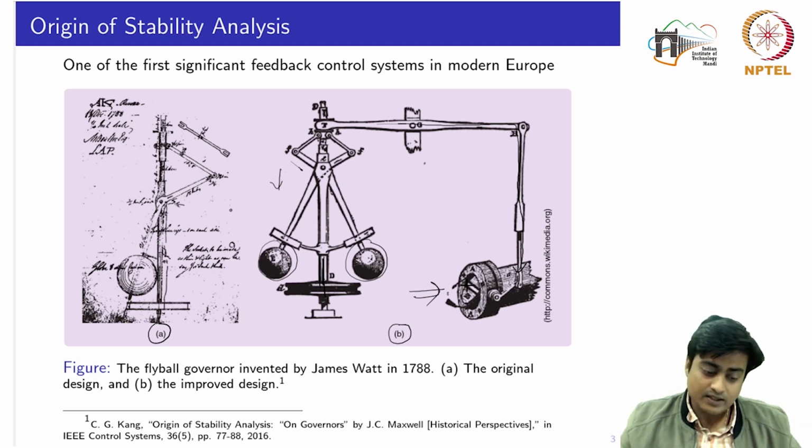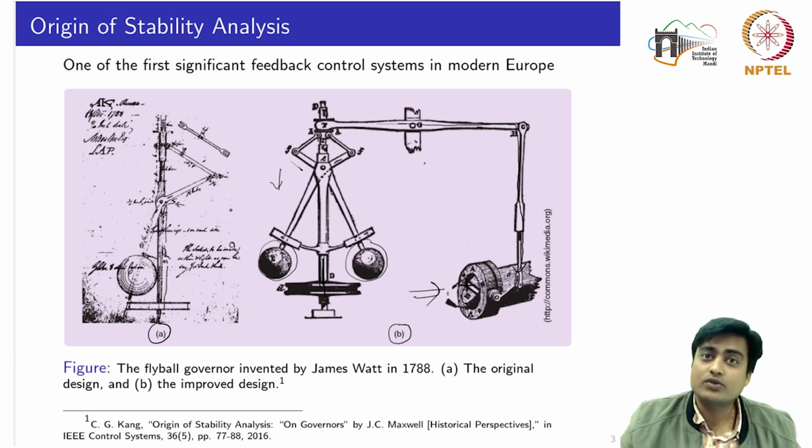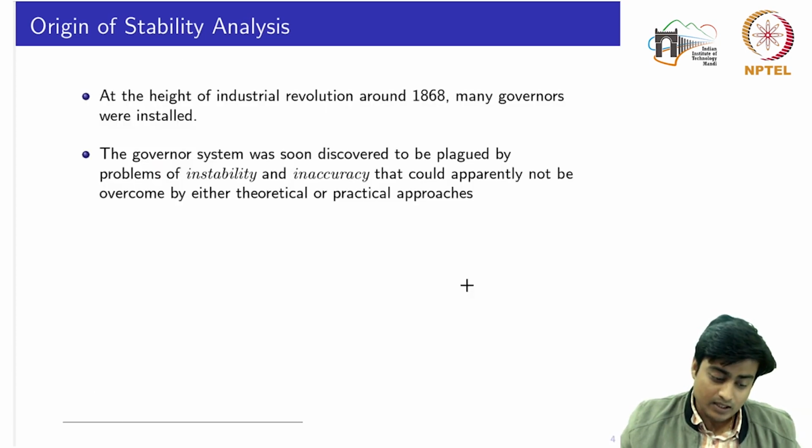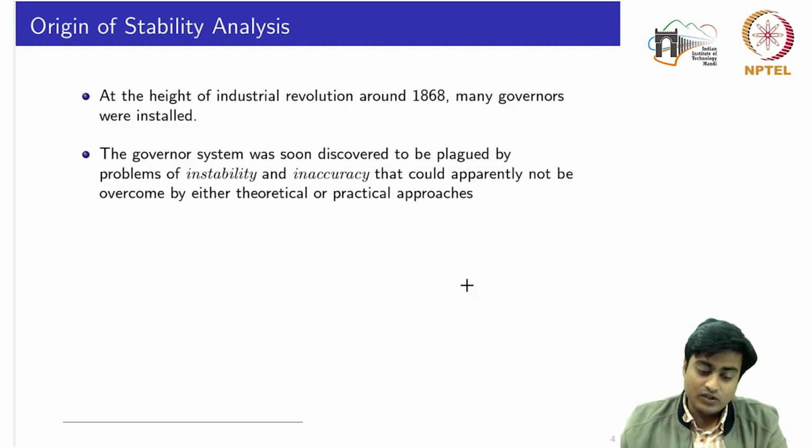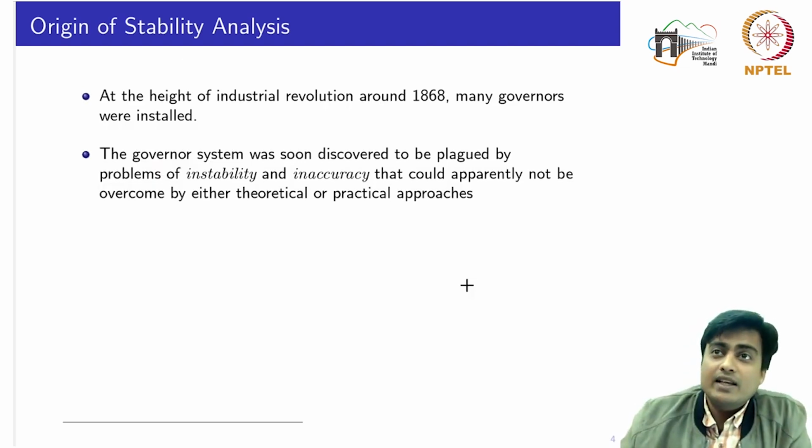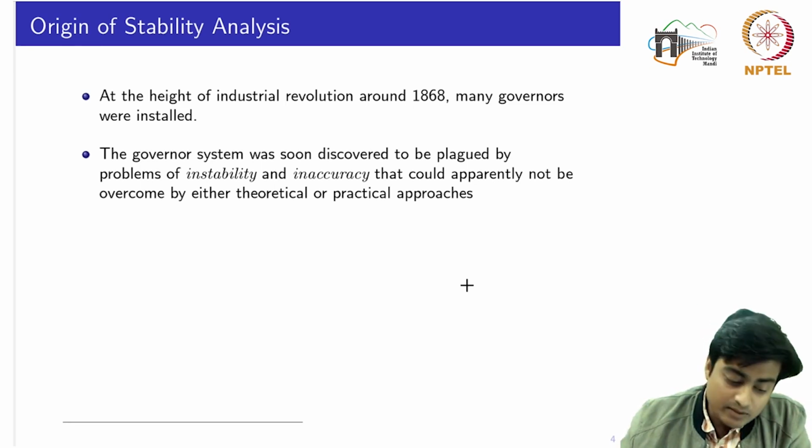So this is in fact the first significant feedback control system in modern Europe. At the height of the Industrial Revolution around 1868, many such governors were installed. In fact, there were many improvements in the design of the governors. But all those governor systems were highly plagued by inaccuracy and instability of their motion.